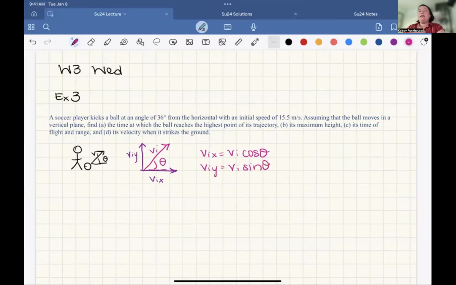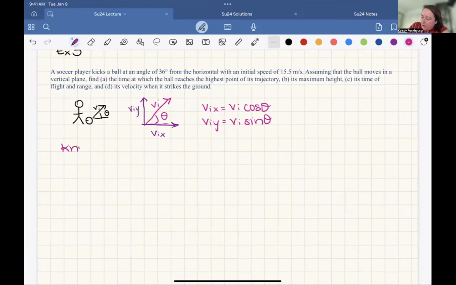sine of theta. And this is what it will be unless the angle you're given is weird and it's from the vertical instead of the horizontal. This is what you'll do for projectile motion. But it's not always going to be this way when we have things at an angle. It's just specifically for projectile motion that it will.